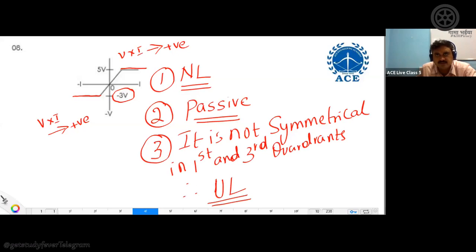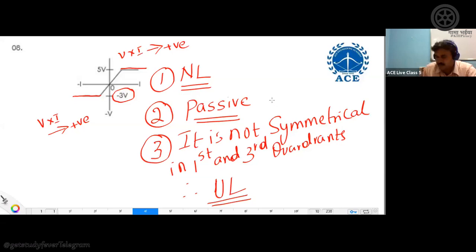Simple questions. These questions are asked in different exams for 1 mark. Time bounded exams. 1 mark, 1 question. And 1 minute maximum. So many are giving answer as a bilateral. Be very careful. It is not bilateral. It is unilateral.